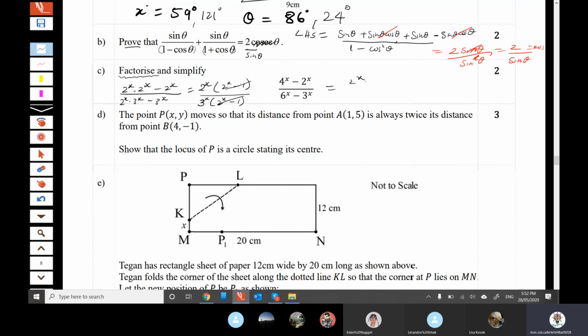Finished. Equals 2 to the x on 3 to the x. If you wanted to, you're not going to lose a mark for it or gain a mark for it, but you could have written it as 2 over 3 to the x. So that's 4 marks. Finished. Well done.